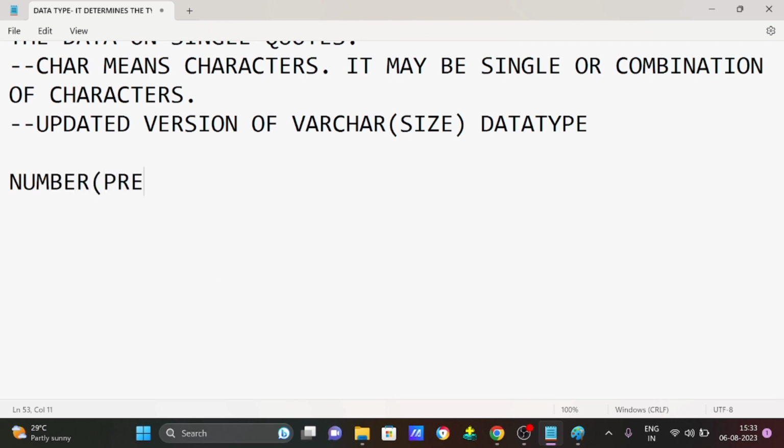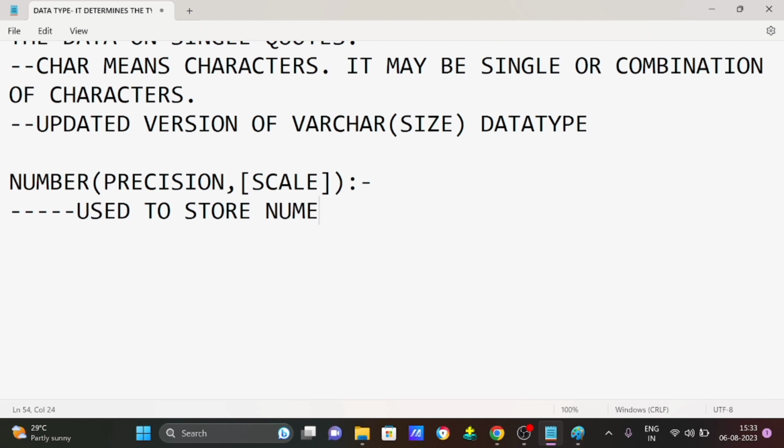Number of precision, comma, scale. Here we do have two parameters. One is precision and the other one is scale. Firstly, this number data type is used to store numerical type of data. Here we have two different parameters, that is, one is precision and the other one is scale, right?